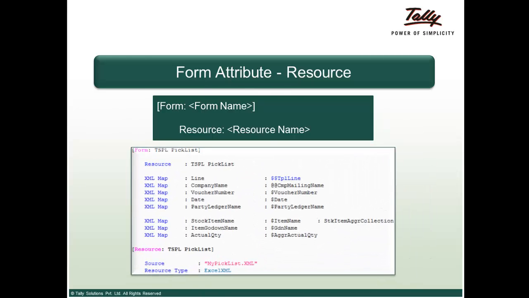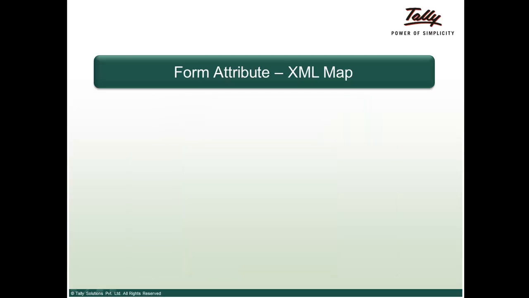Here is a code snippet taken from the pick list code already explained. The form attribute resource takes the resource name TSPL pick list, which is a resource definition giving the path of the XML-based source document and the resource type. Next is the form attribute XML map. XML map is a form level list type attribute which allows specification of formula which provides appropriate value for the tokens specified in the source document file.